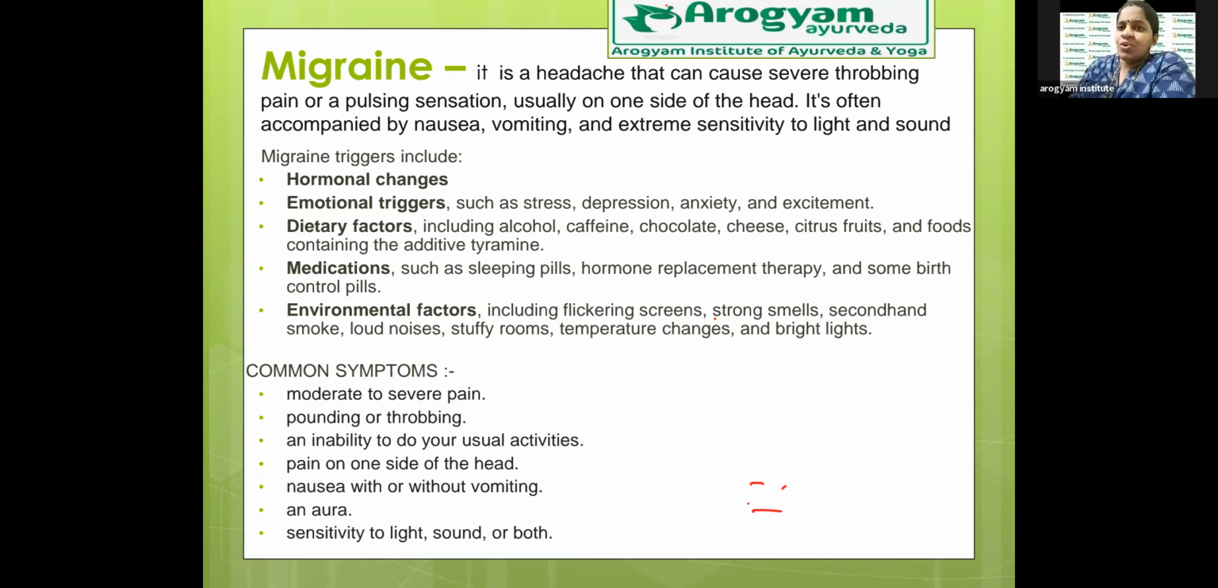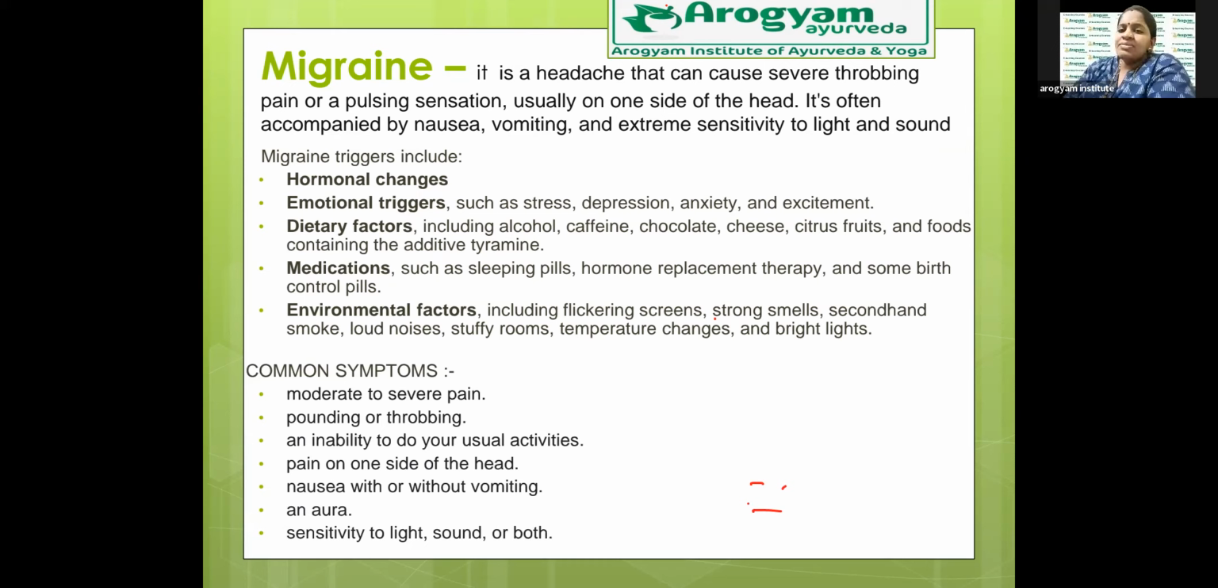Migraine triggers include hormonal changes, emotional triggers such as stress, depression, anxiety, and excitement, dietary factors including alcohol, caffeine, chocolate, cheese, citrus fruits, and foods containing the additive tyramine. Medications such as sleeping pills, hormone replacement therapy, and some birth control pills. Environmental factors including flickering screens, strong smells, second-hand smoke, loud noises, stuffy rooms, temperature changes, and bright lights. So these are all different triggers.